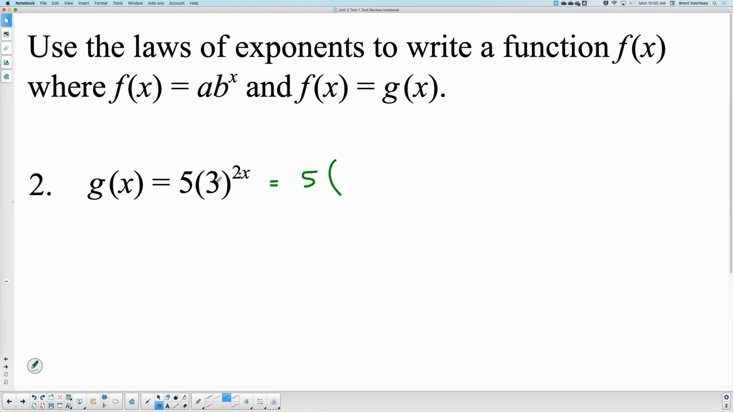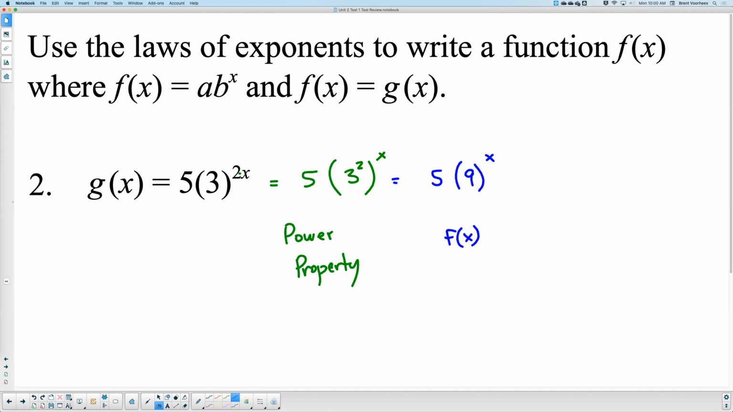I could separate these out and say that's 3 squared raised to the power of x. That is the power property, like you stated. Y'all are right on this one. Well, how can I simplify that? That's just 5 times 9 to the power of x. And is that in the right form? Perfect. F of x equals 5 times 9 to the power of x.